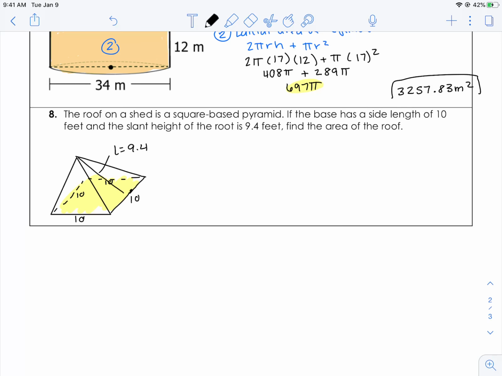Find the area of the roof. Okay, well, if it's a roof, guys, you don't cover the roof on the bottom. So it just wants lateral area. So that's 1/2 times 9.4 times the perimeter of the base, which is 40. And that's 188 feet squared. All right.